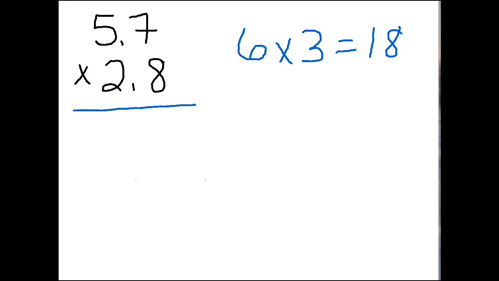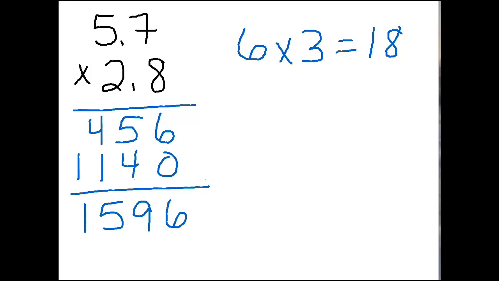So 5 and 7/10 is about 6, 2 and 8/10 is about 3. So we would estimate that our product is going to be around 18. So we're going to go ahead and find the actual product of 5 and 7/10 and 2 and 8/10. Now we know that our answer cannot be 1,596. We would expect it to be somewhere around 18.